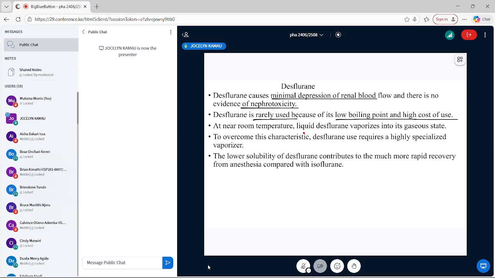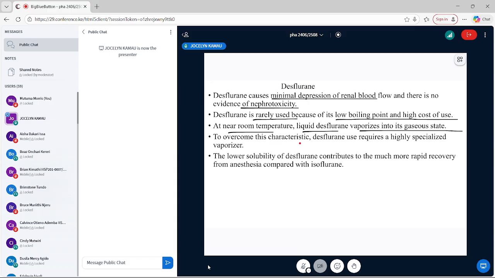At near room temperature, liquid desflurane vaporizes into its gaseous state. It's highly, highly volatile. Unlike the others that at room temperature are liquid, desflurane can start vaporizing at room temperature. So you must use very, very complex gadgets to be able to deliver this compound.